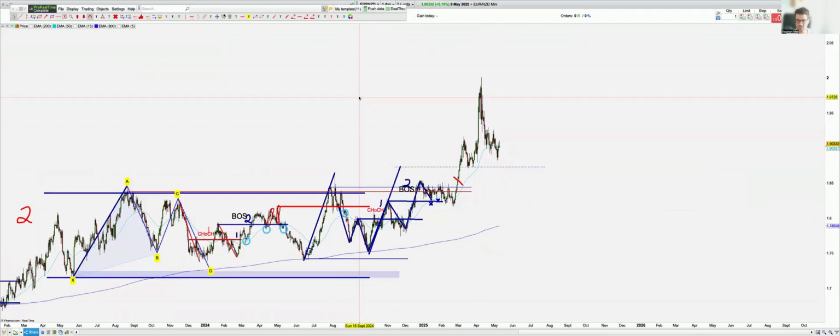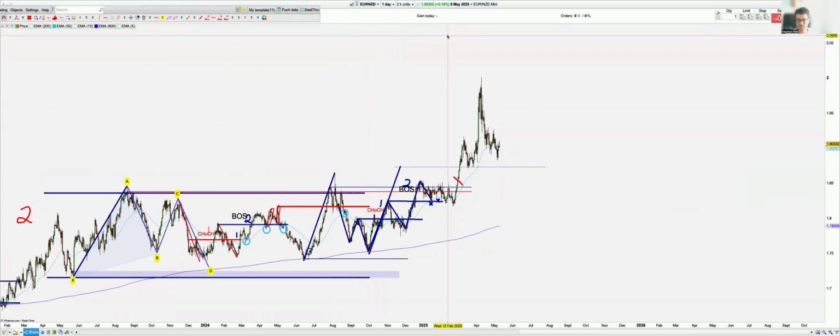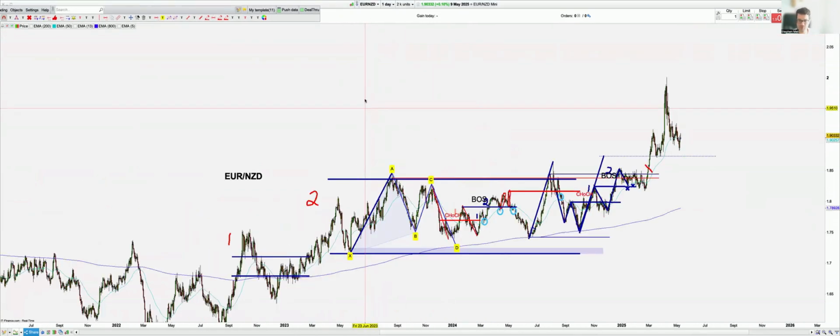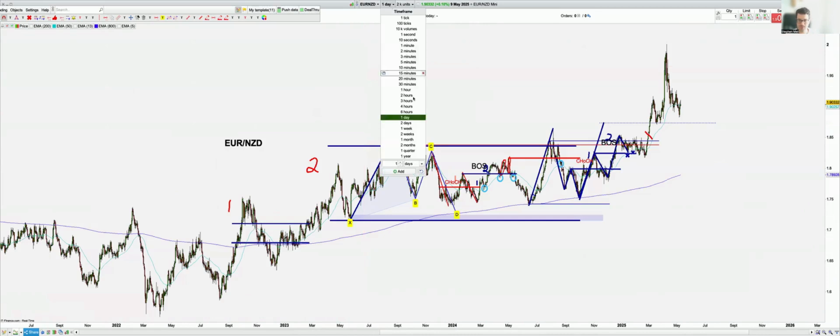Euro NZD. This is one that I got into yesterday and I moved my stop loss to break even after 20 pips and it got stopped even, but we tried on a Friday. Similar sort of thing to a Euro AUD.